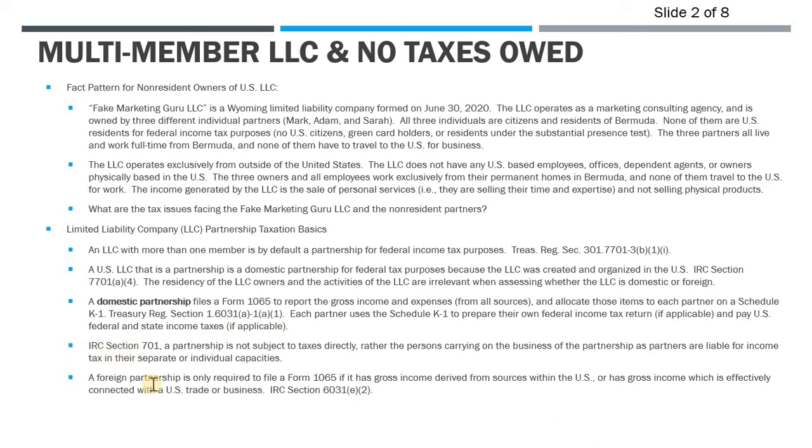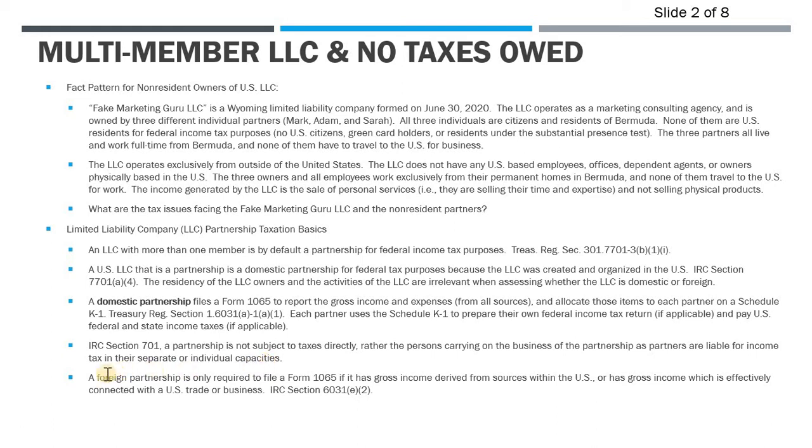So one of the principles of partnership taxation here in 701 is that partnerships are conduit entities, right? So they're not subject to taxes directly. Rather, the persons that are partners in the partnership are liable for income tax on their allocation of the income.